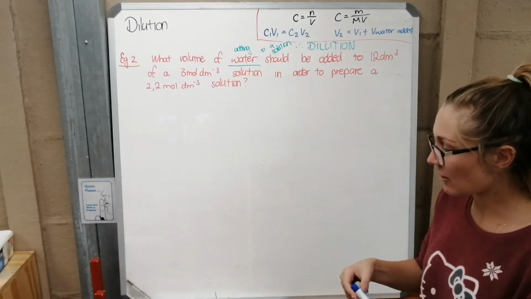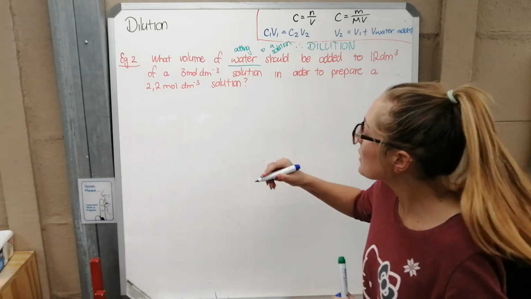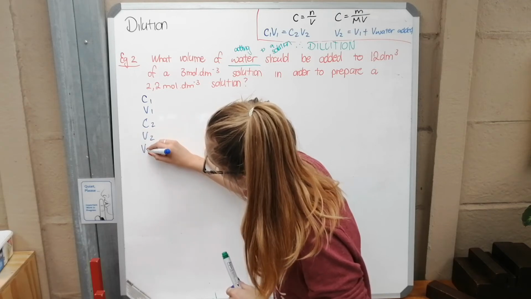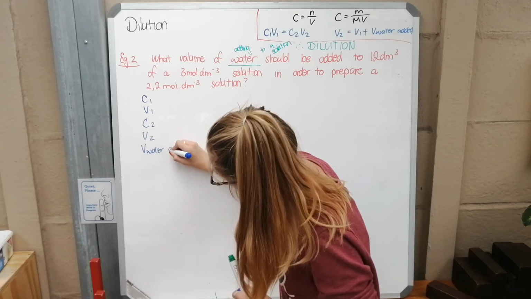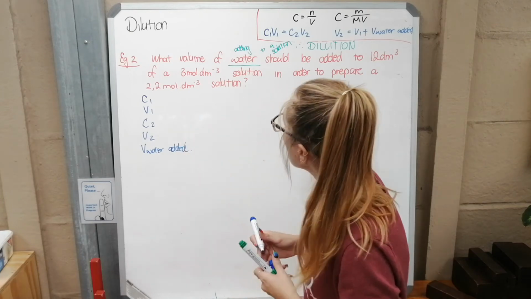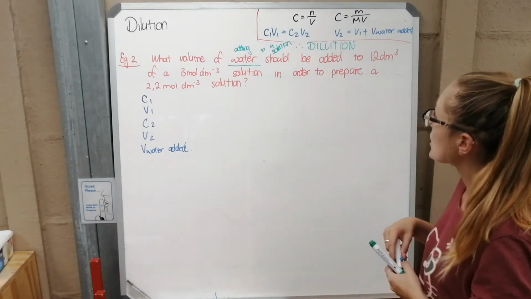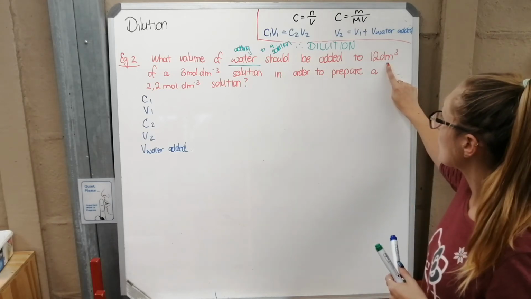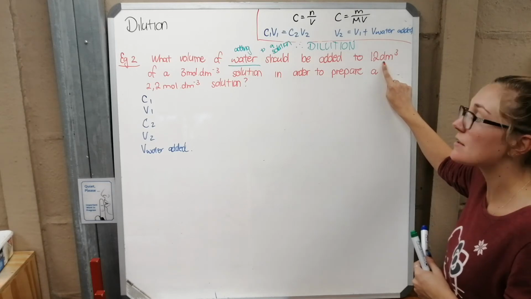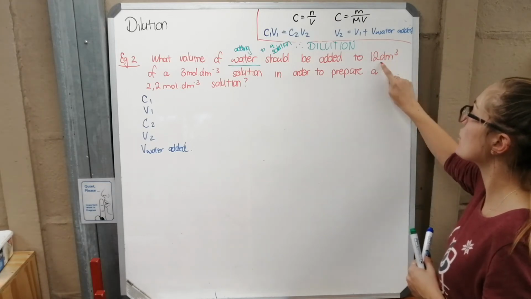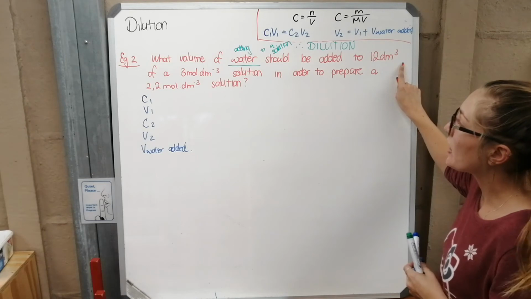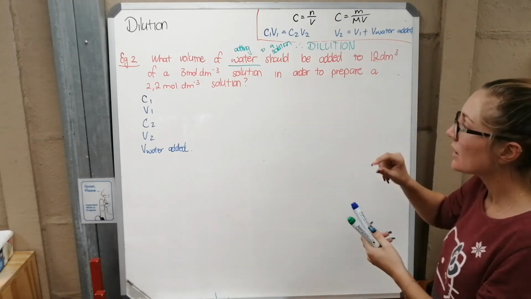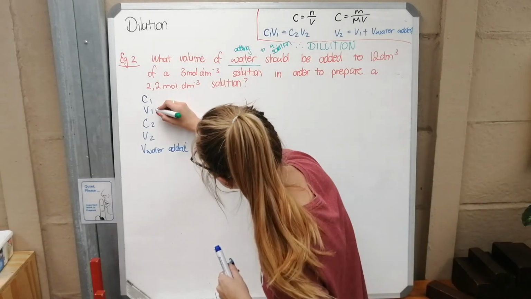So let's go ahead and write down our variables. I like to list all of them: C1, V1, C2, V2, and V water added. Okay, let's go for it. What volume of water should be added to 12 decimeters cubed? It hasn't told us what this is, but we need to determine that from the units. The units here are units of volume, and we're asking how much should I add to this. That means this was the initial volume. So initial volume is 12 dm cubed.